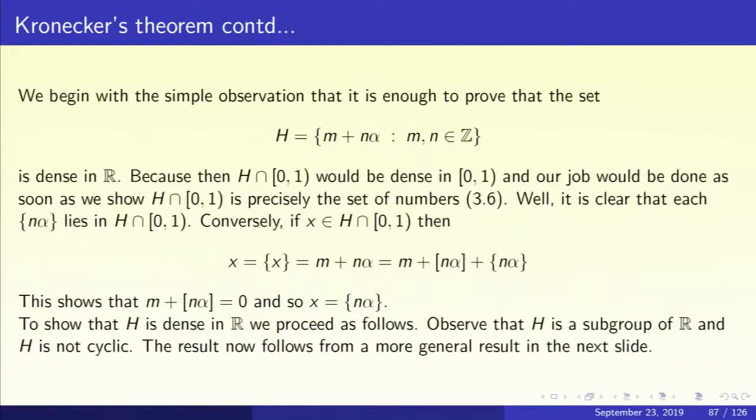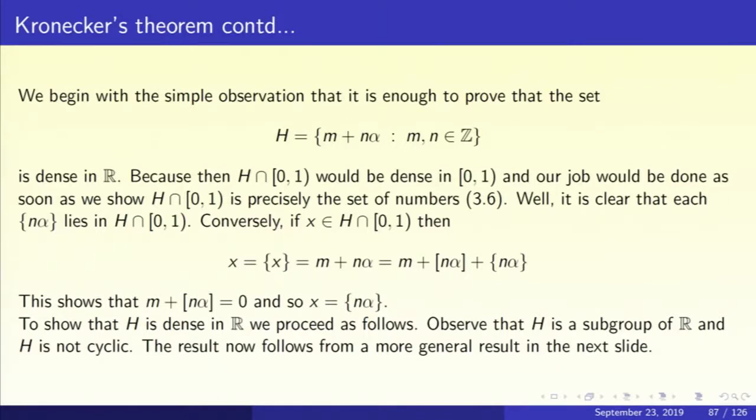So to do that, let us begin with a simple observation that it is enough to prove that the set H equal to m plus n alpha, where m and n vary over integers, is dense in R. Observe that this H is a subgroup of the real numbers. If you take two elements in H and add them up, again you have an element of H. If you take an element in H and take its opposite, that is, take minus of that number, again it's in H. So this H is a subgroup of real numbers under addition.